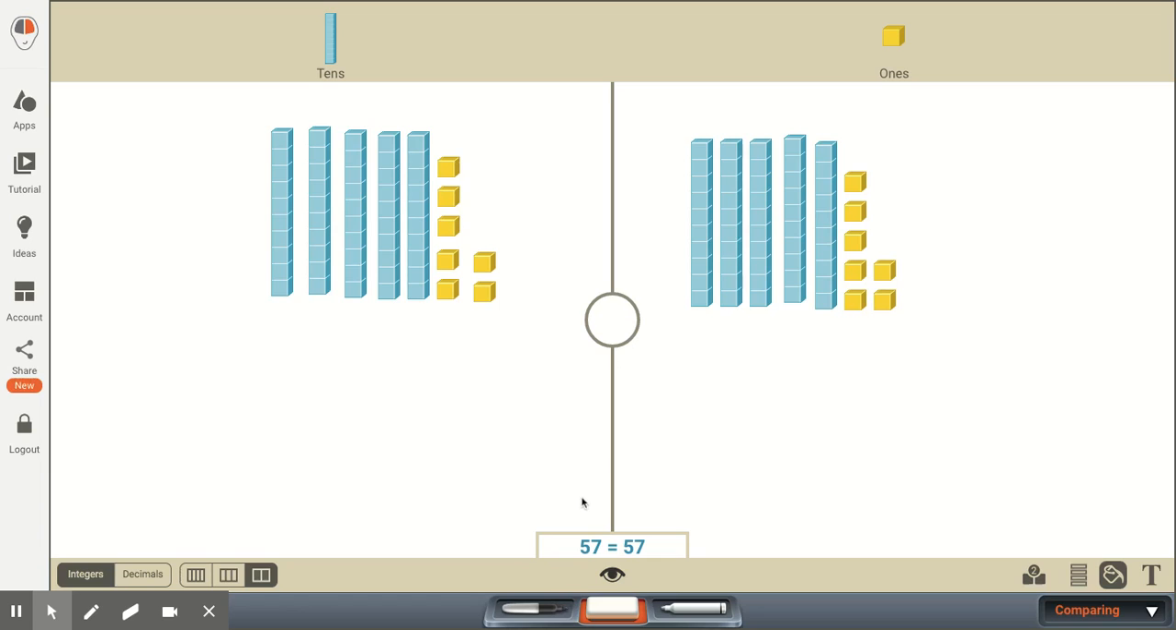And once again, students would compare the tens place first, 5 tens and 5 tens, and then they would go on to look at the ones, 7 ones in this number and 7 ones in this number. And it's pretty obvious both of these numbers are the exact same thing. So 57 would be equal to 57.